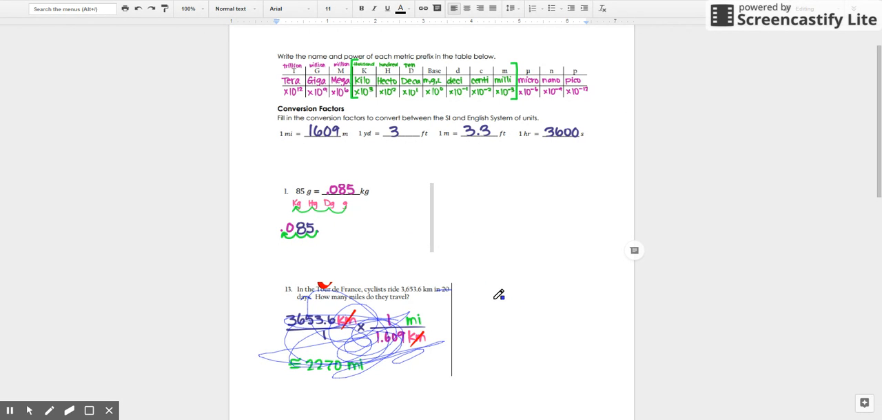So I can convert my kilometers, 3,653.6 kilometers, to meters. Now, here's kilometers. So I'm going to move 1, 2, 3. I'm going to move out 3 decimal places. Ready? 1, 2, 3. So I've actually ended up with a rather large number that I need to work with: 3,653,600. Okay, and that is in meters.